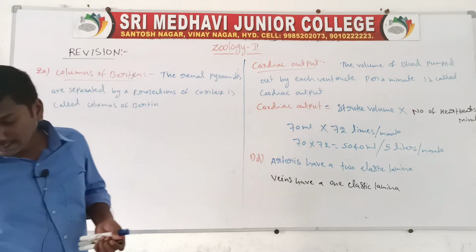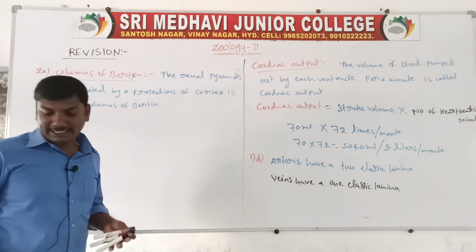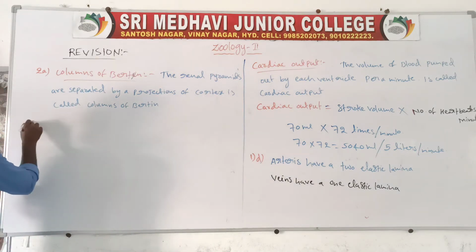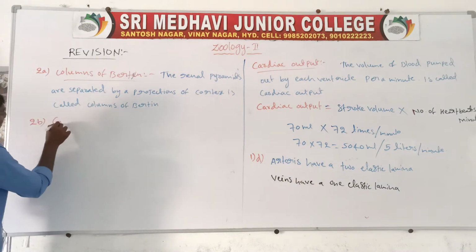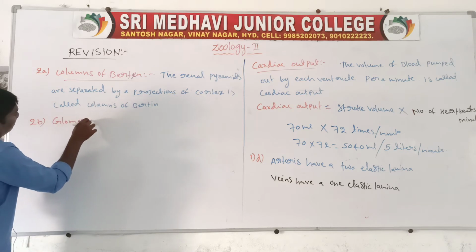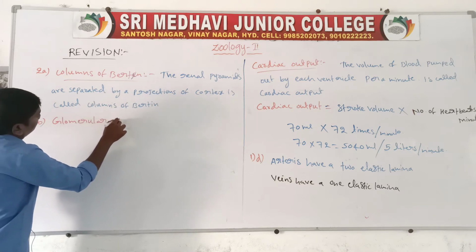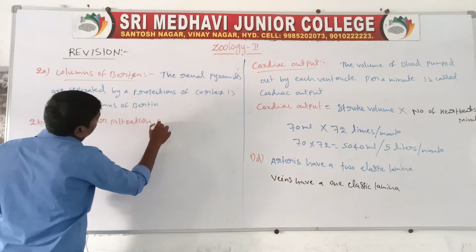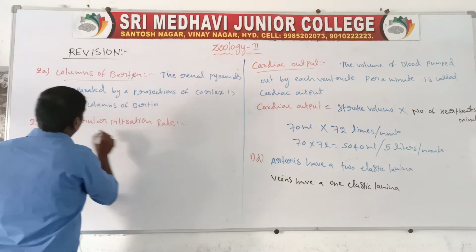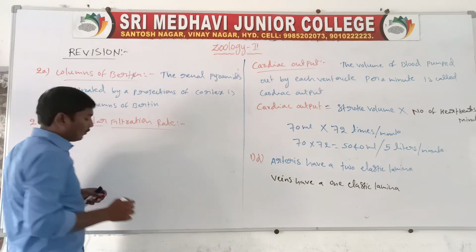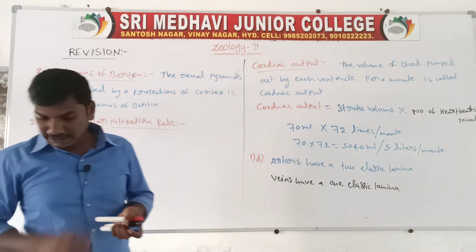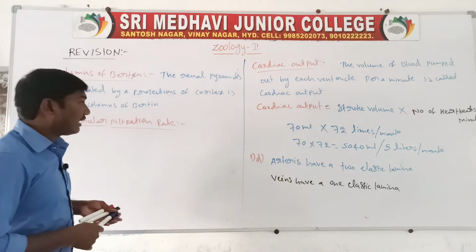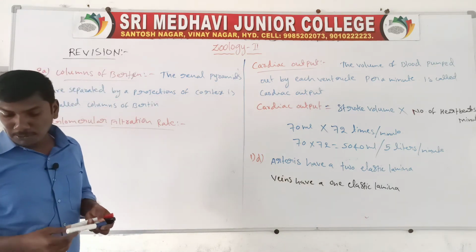Next question, define glomerular filtration rate. Glomerular filtration rate means the amount of filtrate formed by both kidneys.